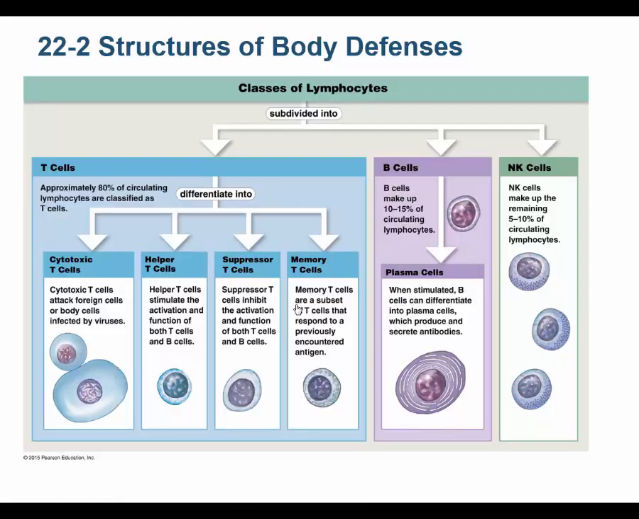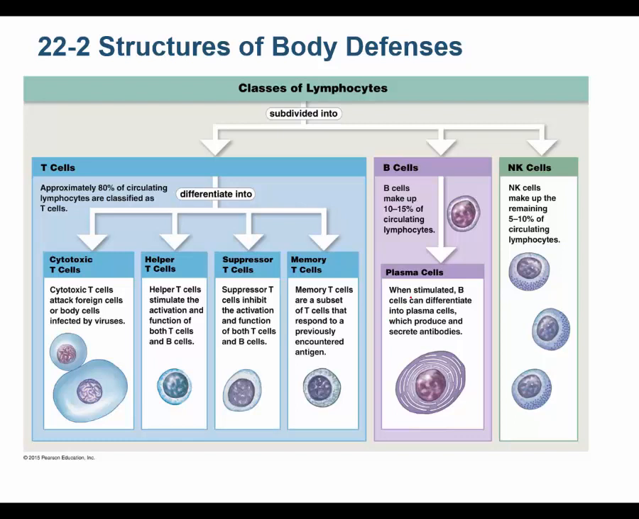All right. Now, there's two branches of the immune system. Let me back up a little bit. There's actually two main branches of the immune system. There's the adaptive and the innate immunity. The adaptive and the innate.